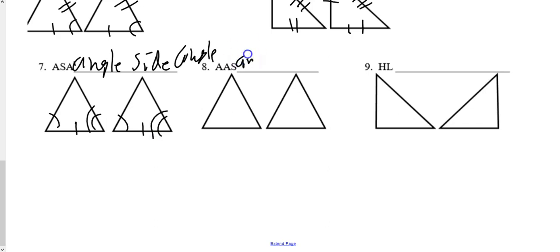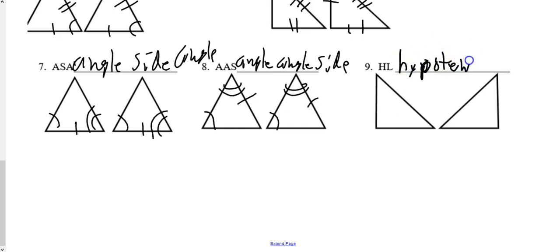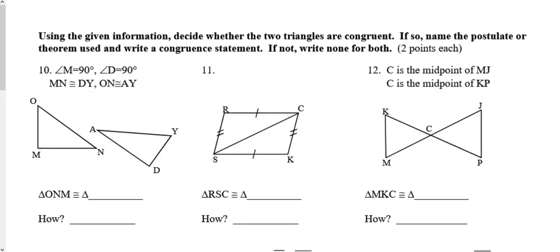AAS, angle, angle, side. So we mark an angle, we mark the next angle. Let's go this way for once. And then we mark the next side after that. HL, that stands for hypotenuse, leg. So remember, this is always a right angle. Has to be. And then the hypotenuse has to be the same, and either leg has to be the same. And that's it.